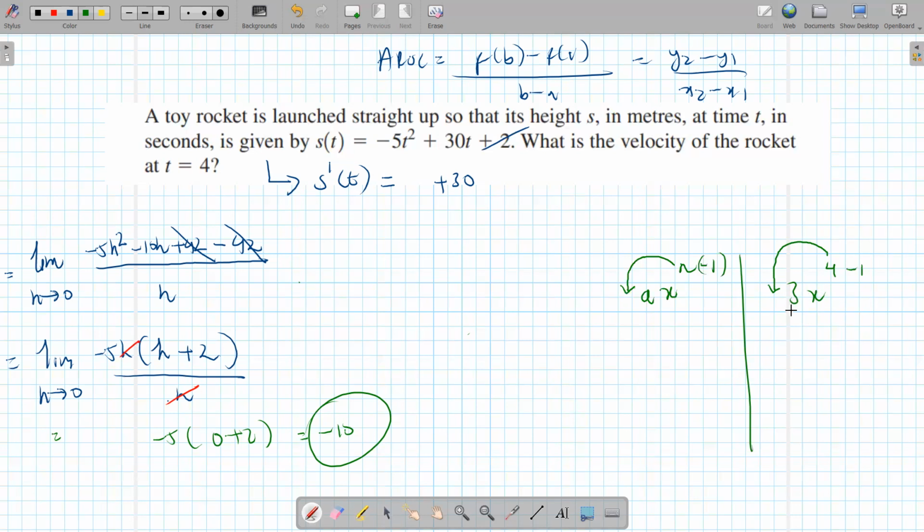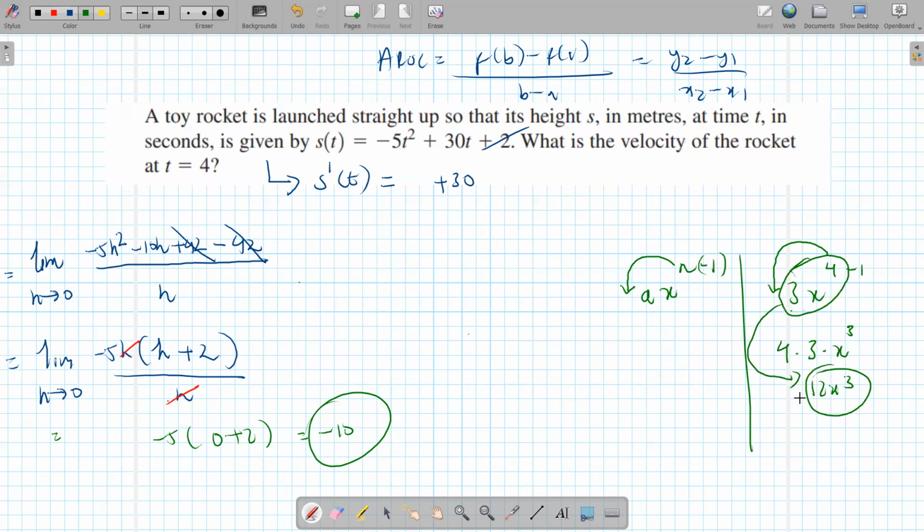So for this example, it's going to look like 4 times 3 times x, and then the power becomes cubed. So this becomes 12x cubed. The derivative of 3x to the 4 is 12x cubed. You see that?